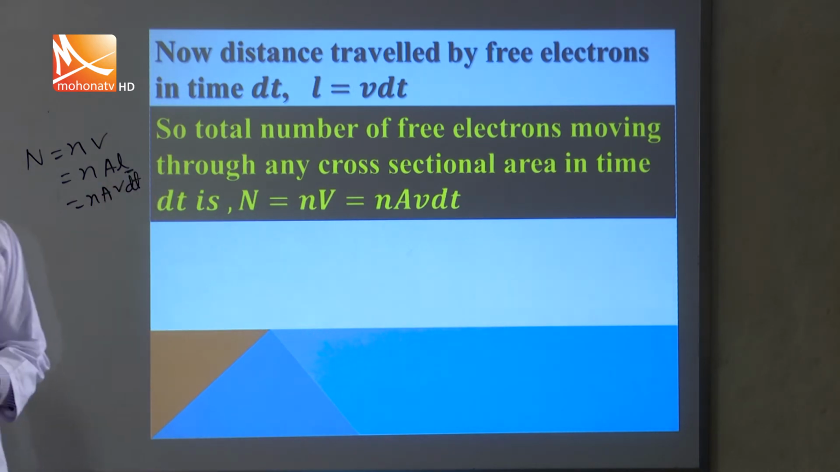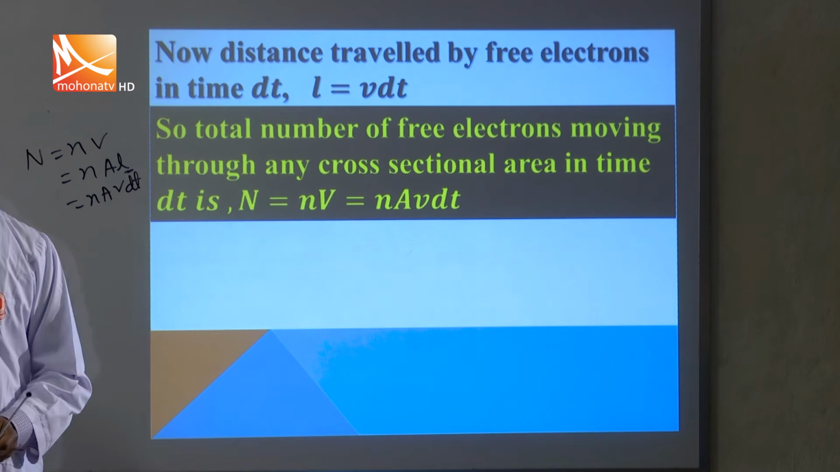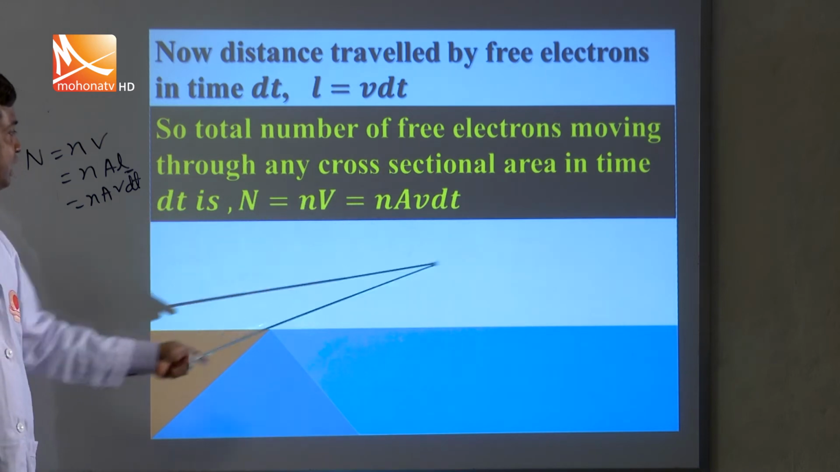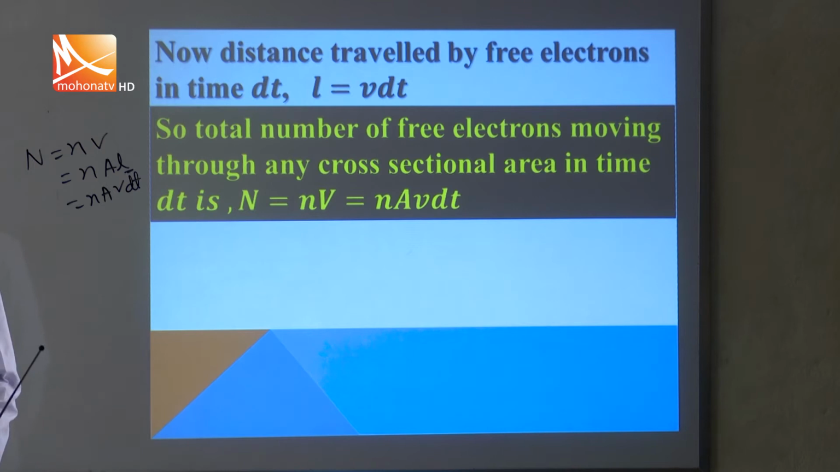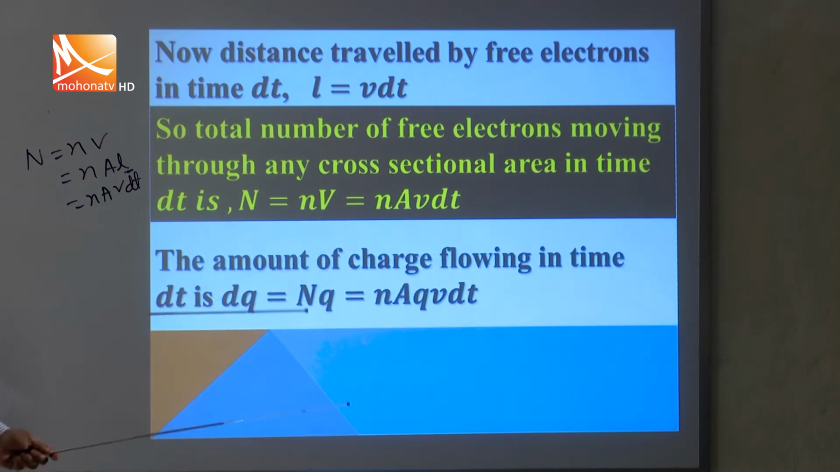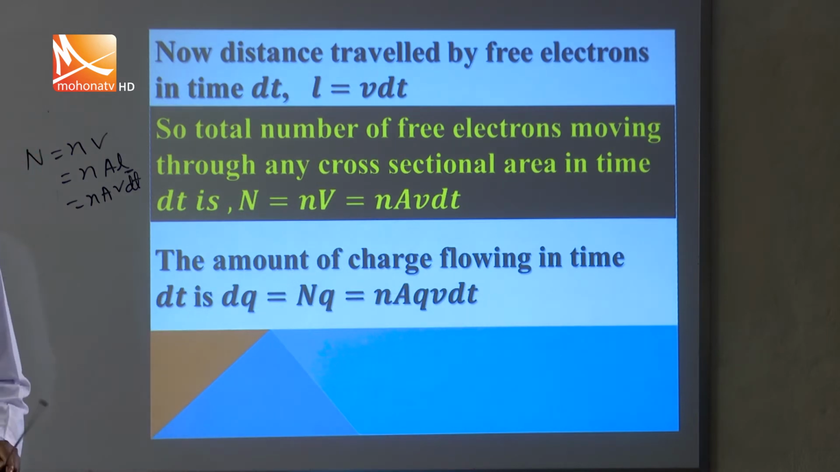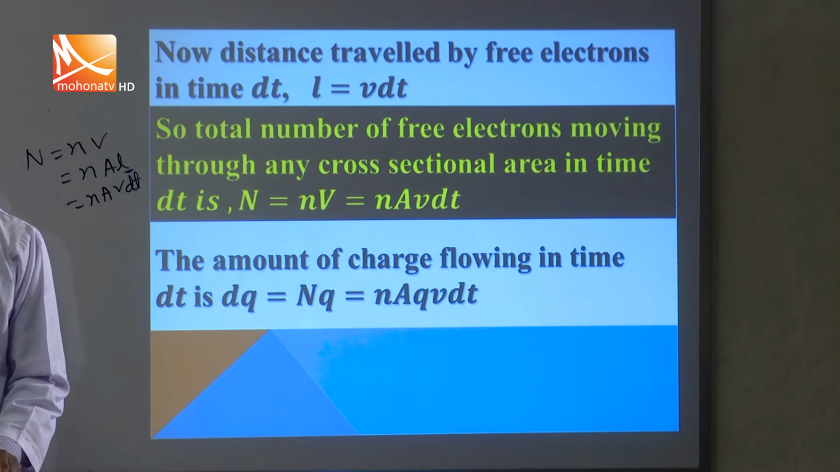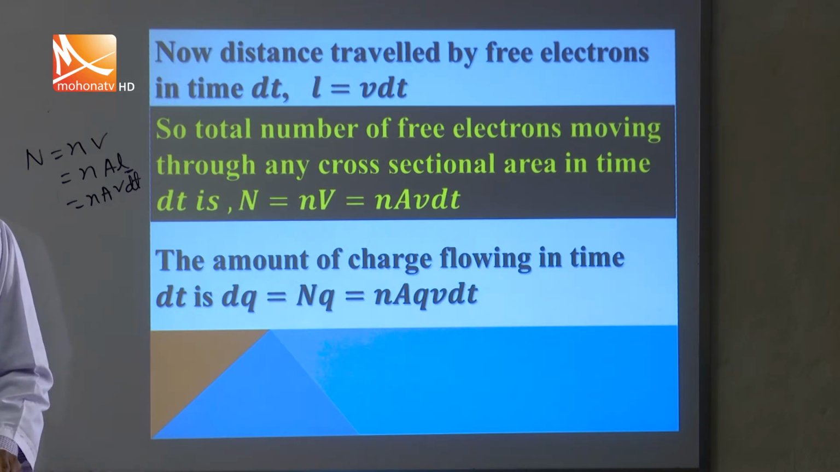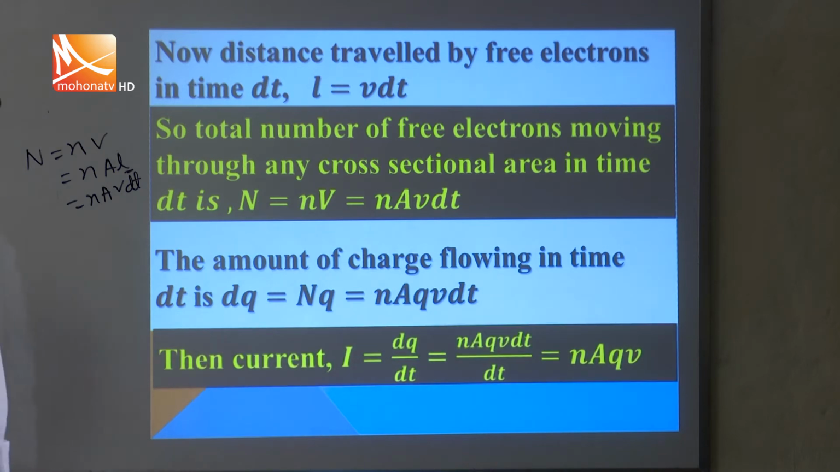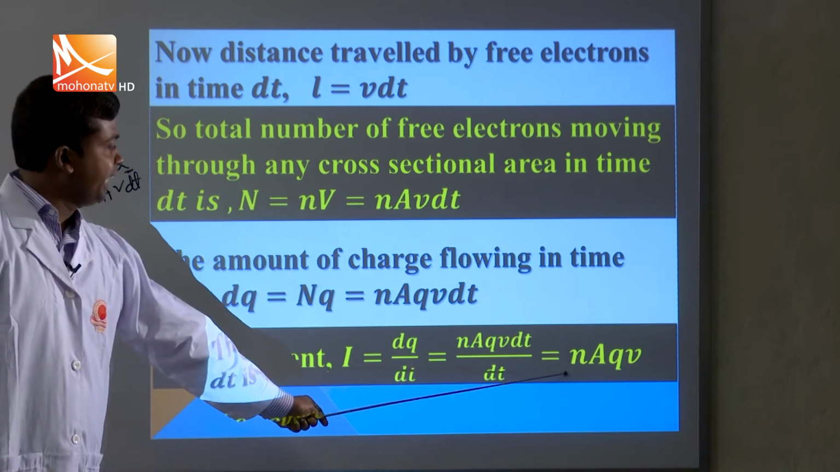Now, we have already learned that the charge of an electron is a small q. So, what will be the charge of these electrons? Just multiply q by this number, and you will get the total charge of the electrons flowing through any cross sectional area in time dt, that is dq equals n A q v dt. So, this is the amount of flowing charge through any cross sectional area in time dt. Now, we know that current I equals dq by dt. Putting the value of dq in this equation and cancelling dt, you will get n A q v.